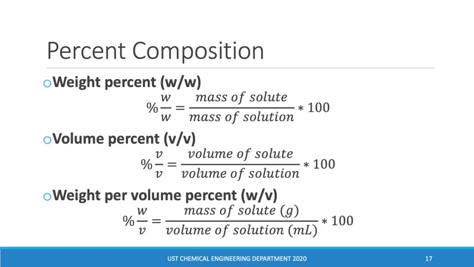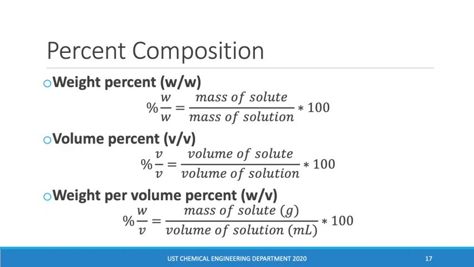Another way to express solution concentration is by percent composition. First, we have weight percent, defined as the mass of solute divided by the mass of solution times 100%. This is usually seen in commercial solutions to express purity. For liquid solutes diluted in liquid solvents, it is more convenient to express in percent volume, or the volume of solute over the volume of solution times 100%.